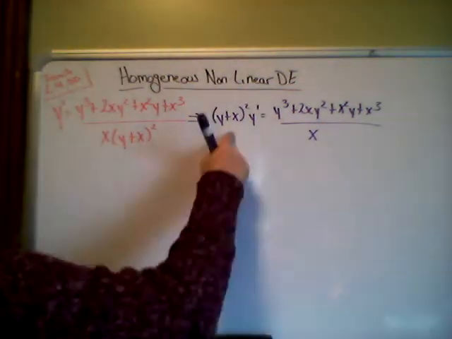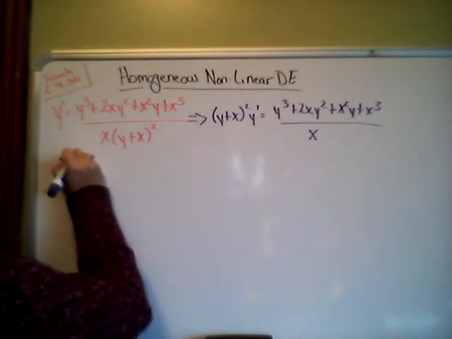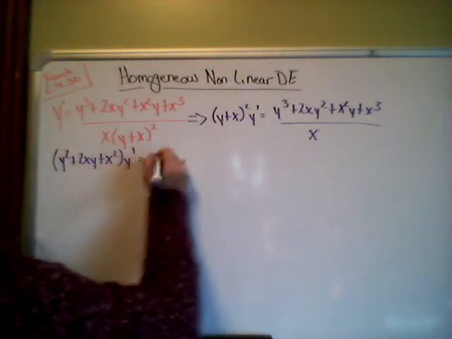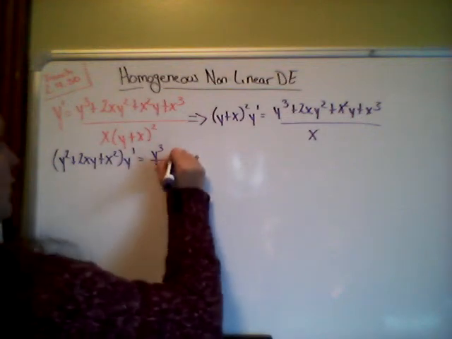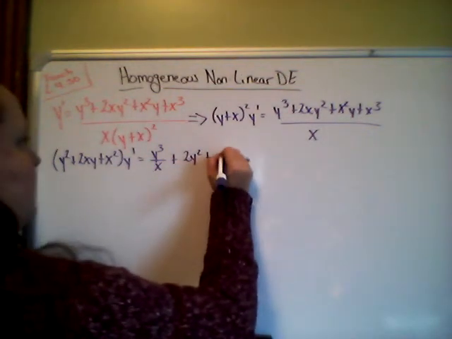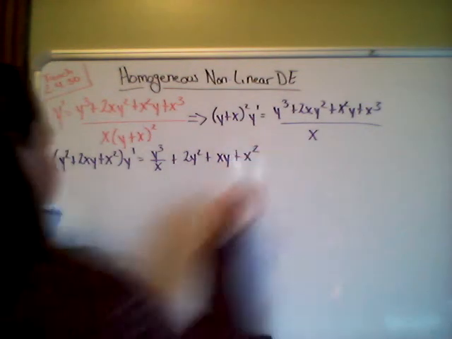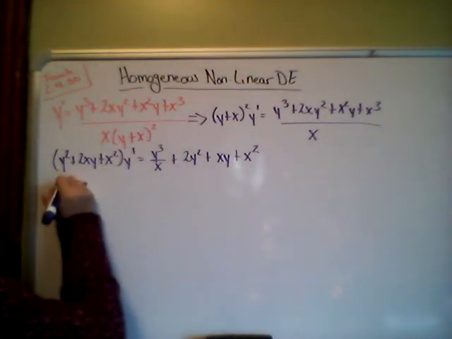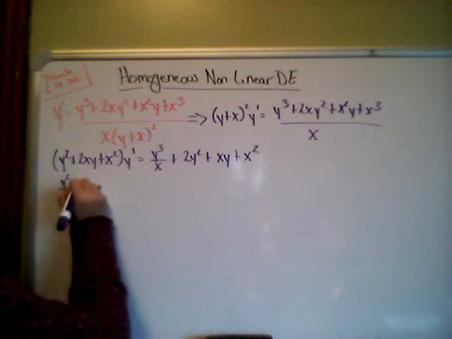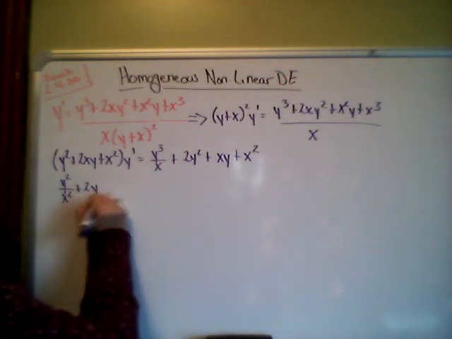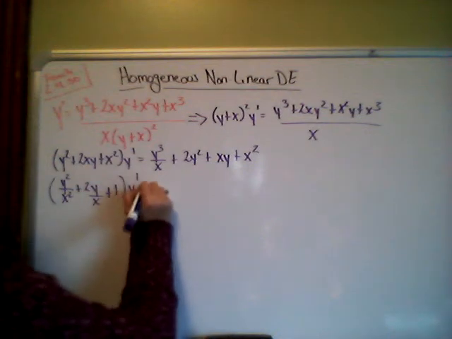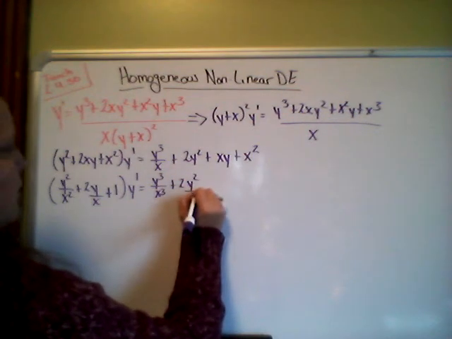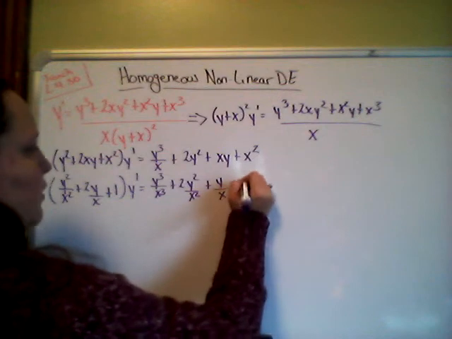I'm going to go ahead and FOIL this side and separate this side so that I have (y squared plus 2xy plus x squared) times y prime equal to y cubed over x plus 2y squared plus xy plus x squared. Now from here we're going to divide everything by our highest power of x, which is x squared, so that we have (y squared over x squared plus 2y over x plus 1) times y prime equal to y cubed over x cubed plus 2y squared over x squared plus y over x plus 1.